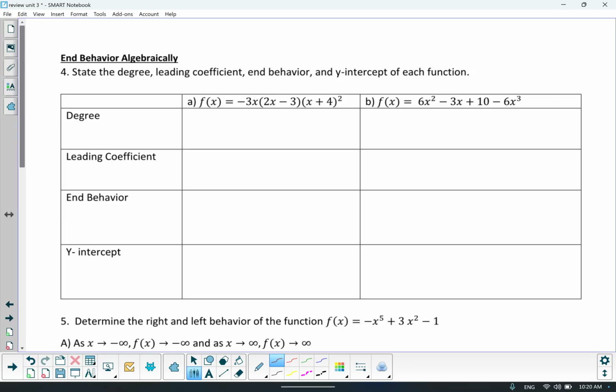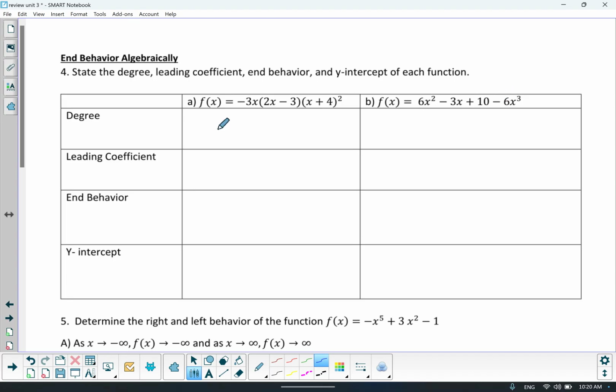Problem number 4. This is a table, and in this table, they're asking you to identify the degree, the leading coefficient, the end behavior, and the y-intercept of these two problems. So let's start off with part B because it's a little easier. And so notice how the function, even though it's not in standard form, is not in factored form. In other words, the highest degree is not shown first.